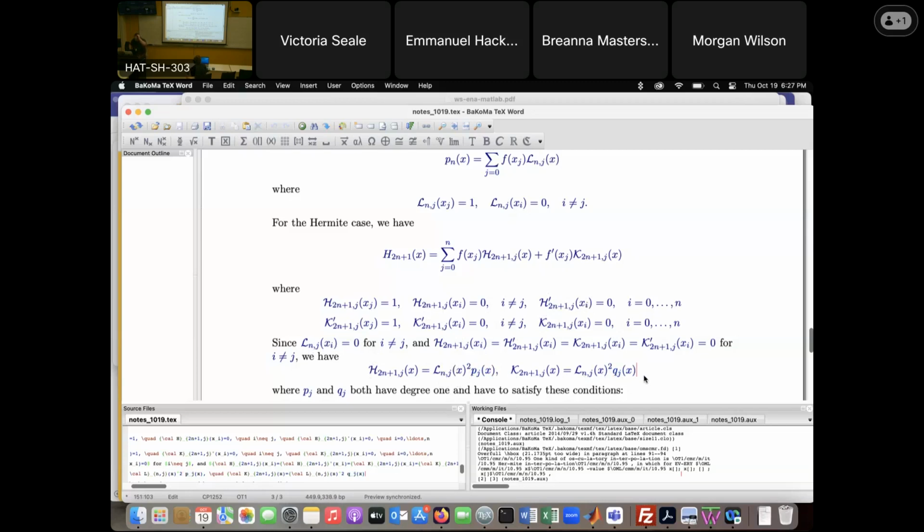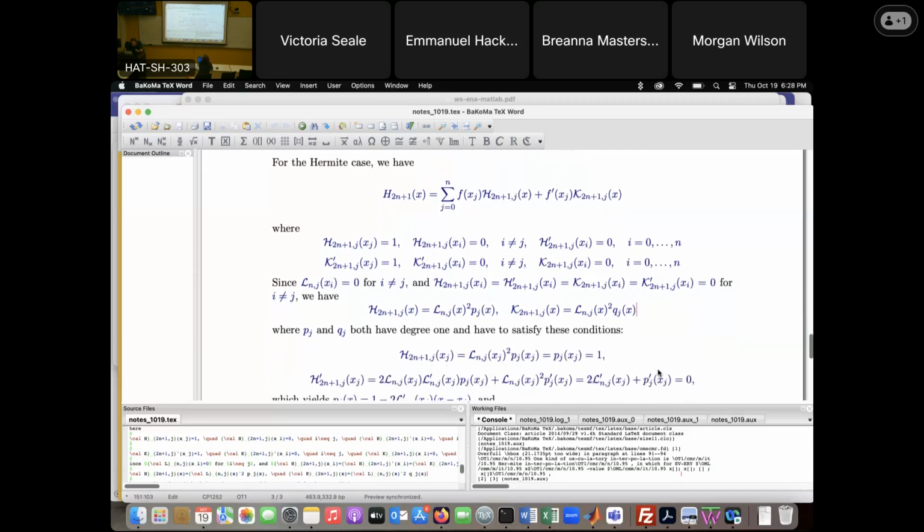And those have to satisfy the remaining two conditions, because for these polynomials indexed by j, I've ensured that when I plug in xi for i not equal to j, I'll get 0. What I need to make sure of, for these, is that if I plug in x equal xj, I get 1, and if I take a derivative and plug in xj, I get 0. For the others, it has to be the opposite. If I plug in x equal xj, I need to get 0, and if I take the derivative and plug in xj, I need to get 1.